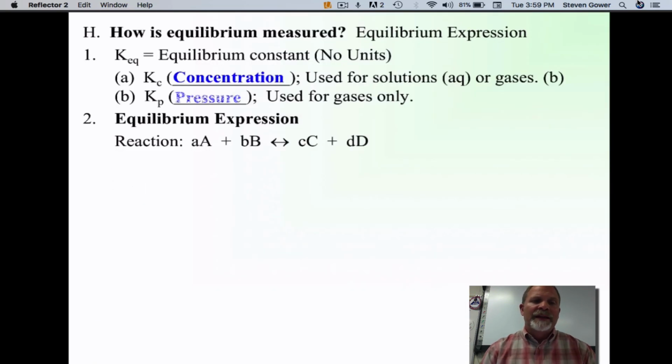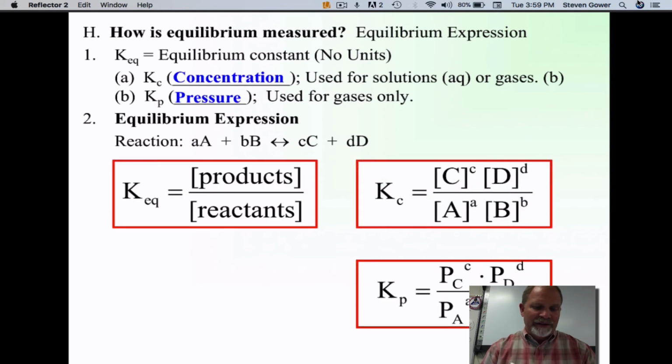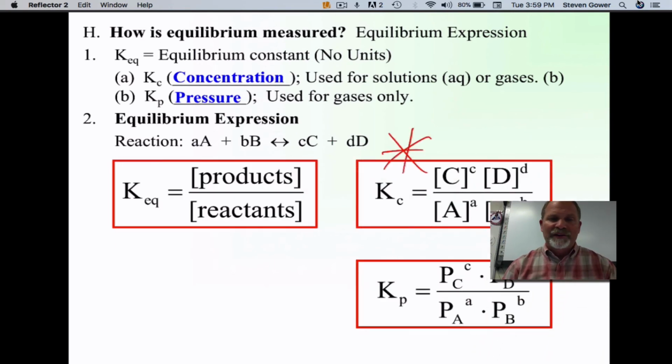But here we go. This is going to be on the test. This is going to be on the test right here. Don't worry, I'm not going to bring this up. The fact is this: it's the products divided by your reactants. The products divided by your reactants.